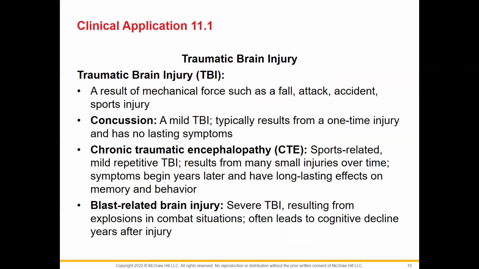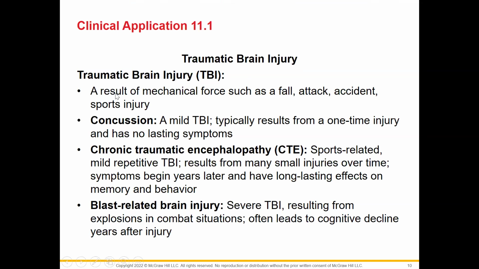Traumatic brain injury, TBI. Traumatic brain injury is a result of a mechanical force. Mechanical force means some kind of physical force that actually causes movement of the brain, causes an actual blow to the brain and the spinal cord. So this can be a fall, an attack, an accident, or some kind of sports injury where a person is moving, their brain is moving, the person suddenly stops, their brain keeps going. Eventually, it hits the side of the skull and can damage the brain.